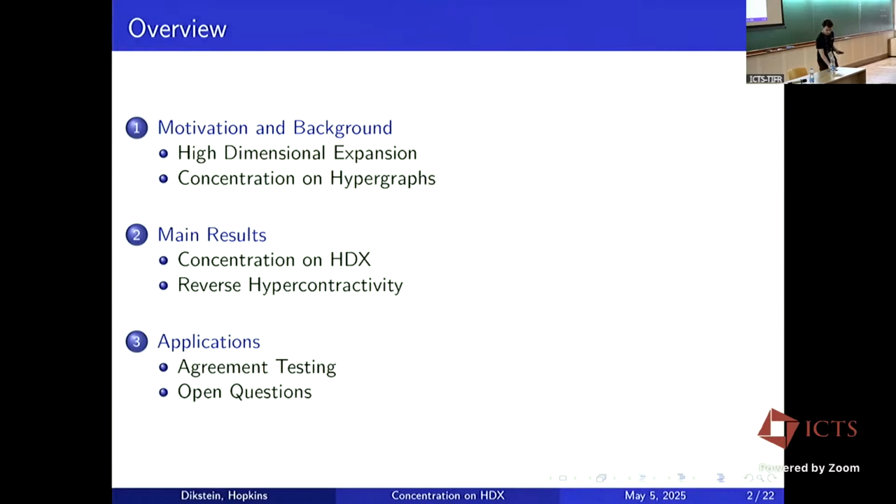Let me also say before continuing, as always, please stop me at any point if something is confusing. I'd rather people understand what's going on and we get halfway through the talk than that we get through everything. So please stop me if something is confusing.